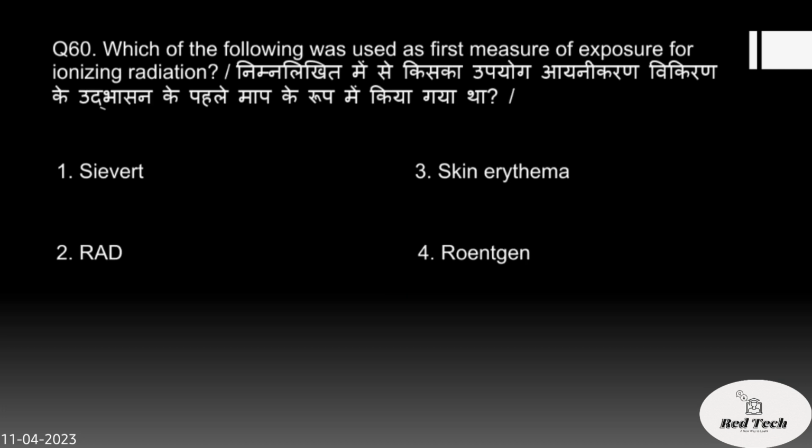Question number 60. Which of the following was used as the first measure of exposure for ionizing radiation? So what was the first measure of exposure for ionizing radiation? Option 1 is sievert, option 2 is rad, option 3 is skin erythema, and option 4 is Roentgen. So which was the first to measure exposure? The right answer is option number 3, skin erythema.